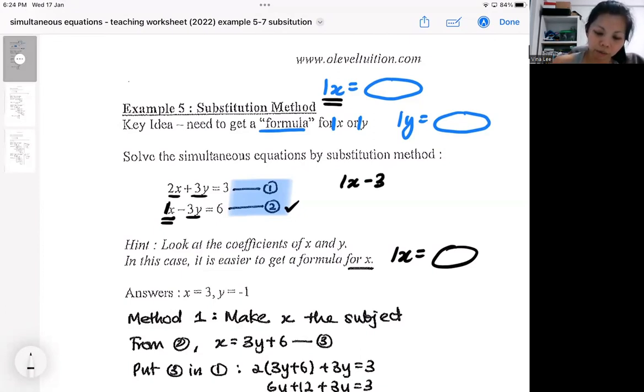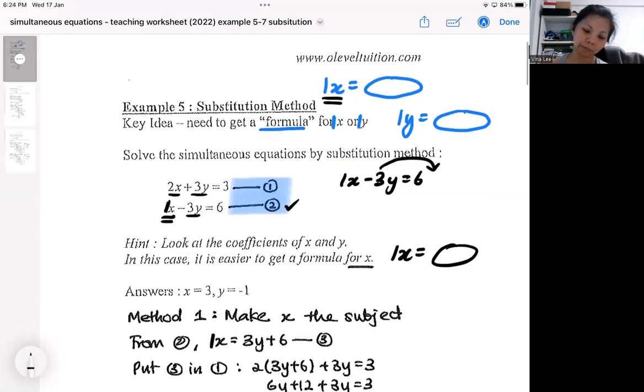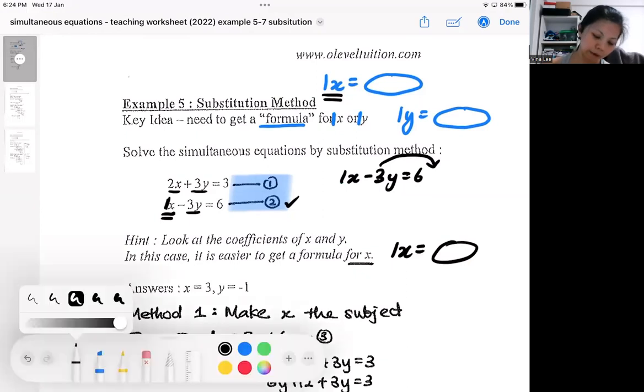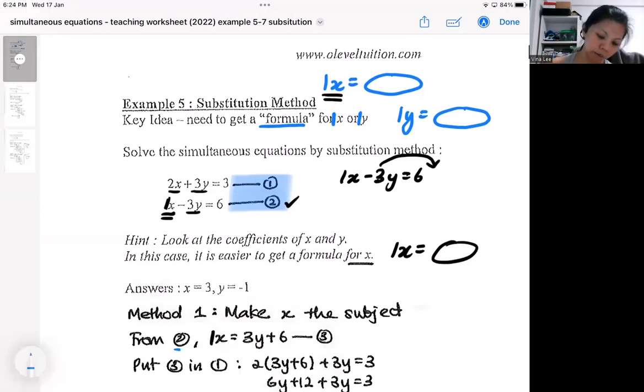If you look at equation number 2, it is like this. Once you shift this over, you plus 3y on both sides. So if you plus 3y on both sides, you will get 1x. So from equation number 2, I'm going to get my subject. Do you realize that I mentioned here, from equation number 2, I get my subject of 1x. So what is the meaning of a subject? That means this whole thing represents 1x.